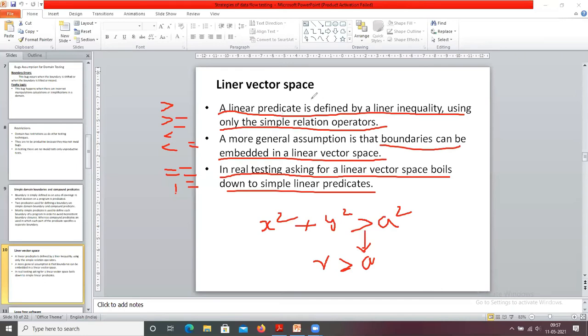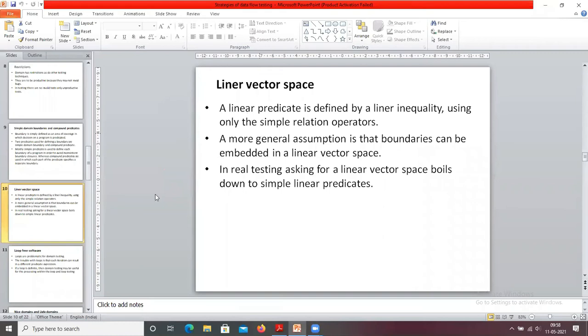A linear predicate is defined by a linear inequality using only the simple relational operators. These are the relational operators. A more general assumption is that boundaries can be embedded in a linear vector space. Here the boundaries are the x value and y value, and x squared plus y squared is greater than a squared. In real testing, asking for a linear vector space boils down to simple linear predicates. So now this predicate is reduced to r greater than a. Okay, next one.